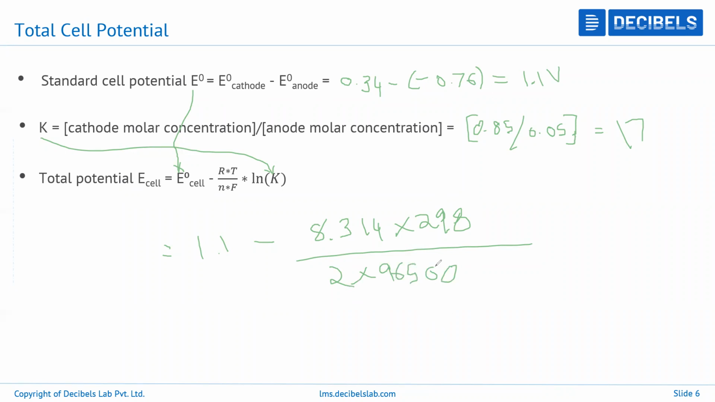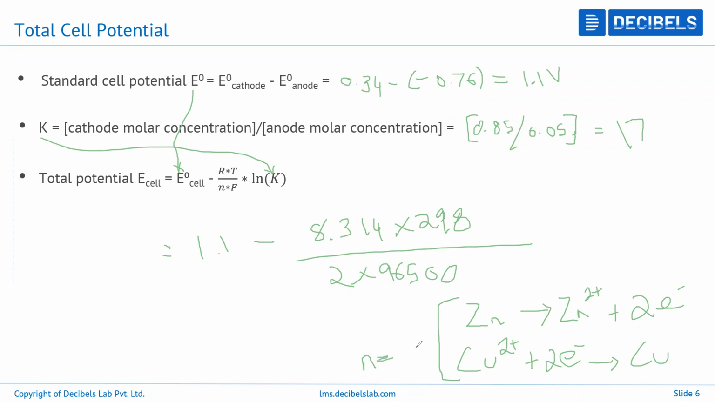So let's consider the redox reaction occurring in the cell. As we had seen in the example yesterday, zinc gets oxidized to zinc 2 plus plus 2 electrons, right? And copper 2 plus plus 2 electrons becomes copper, right? By observing this reaction, that is how we get to know N is equal to 2. N is nothing but the number of electrons participating in the complete reaction. So that is how N is equal to 2, and 2 into 96,500 into ln of 17.